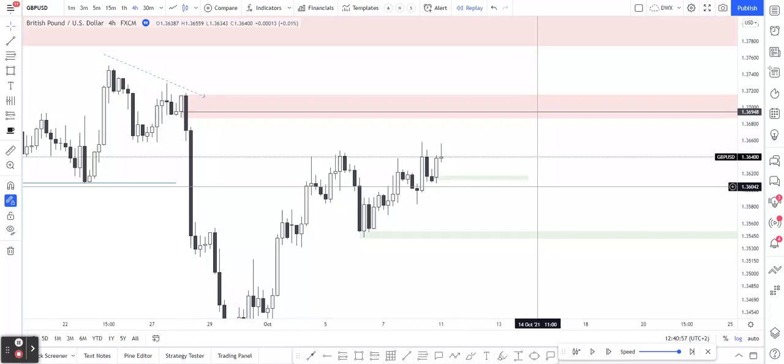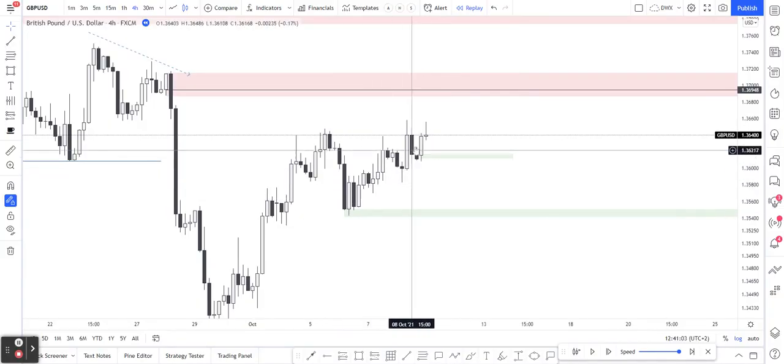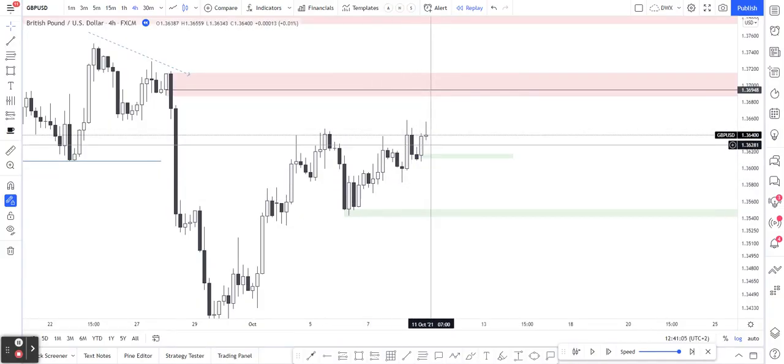Okay, let's do a quick trade breakdown, trade explanation. We start the day and we notice the price is moving kind of towards the upside. We have a bit of consolidation. But on the 4 hour and the 1 hour, we need to ask ourselves, where is the liquidity?